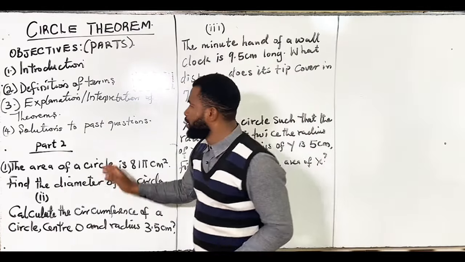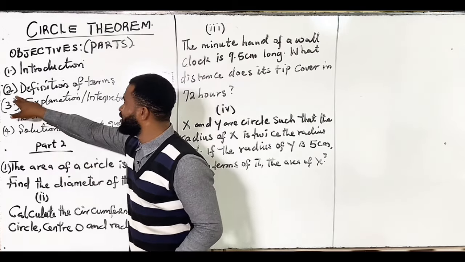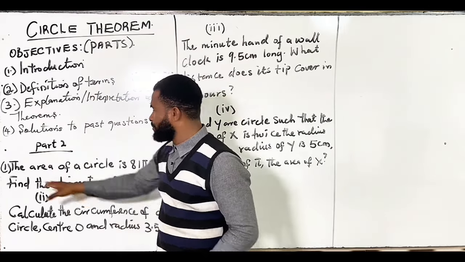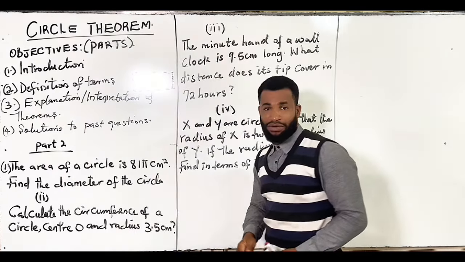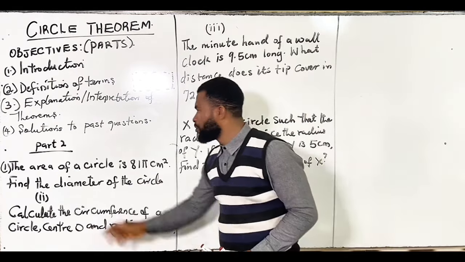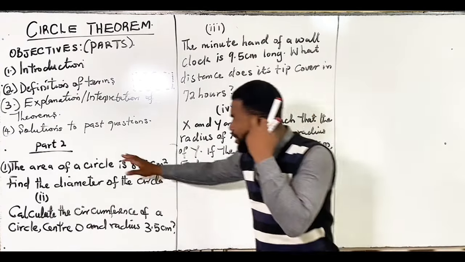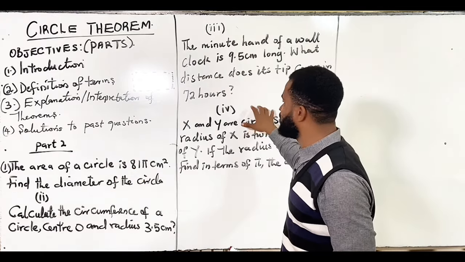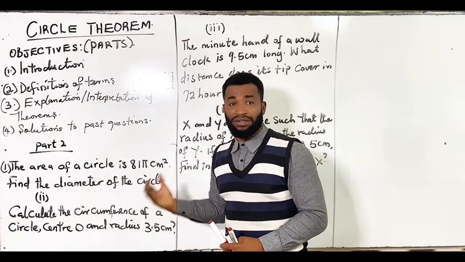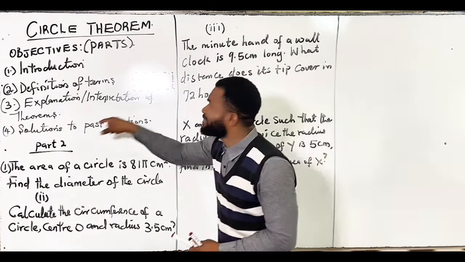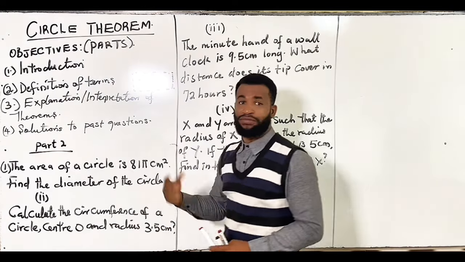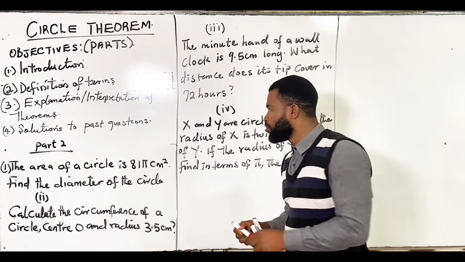So let's go. Now, in this part, I'm saying the area of a circle is 81 pi cm squared. Find the diameter of the circle. Alright. So we have number 1, number 2, number 3, number 4. After this, we bring other kinds of calculation on the circle for you to understand these terms very well before we go into other theories.